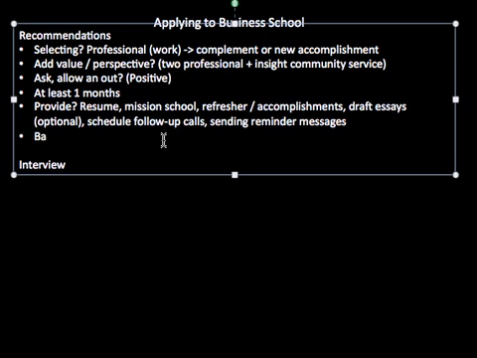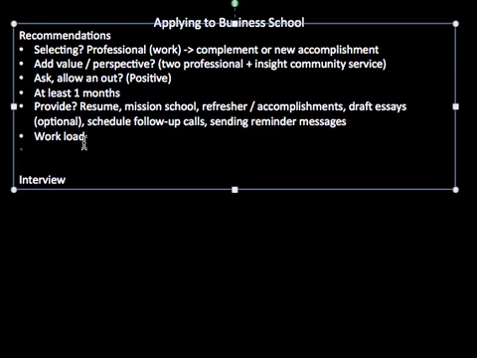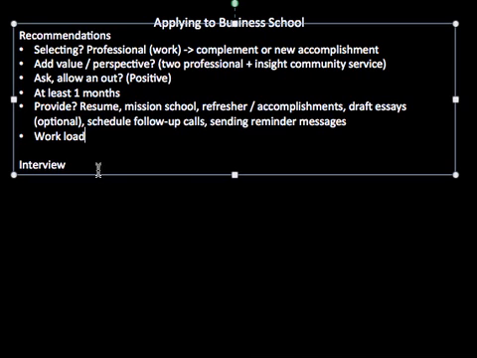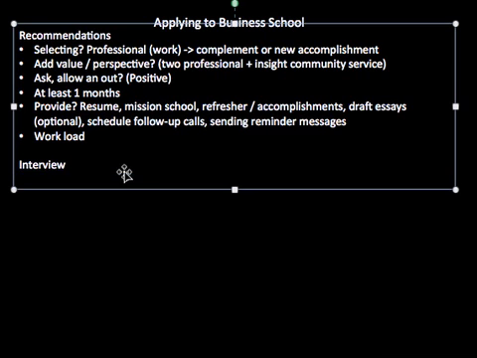So consider, this is not information to provide them, but consider the workload. I think those are all the points that I can think of right now. But also, considering the workload as you're asking people to be a recommender.